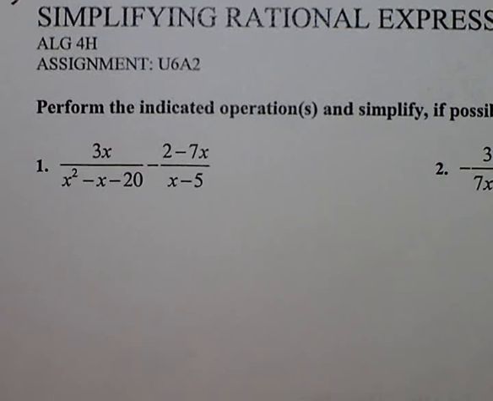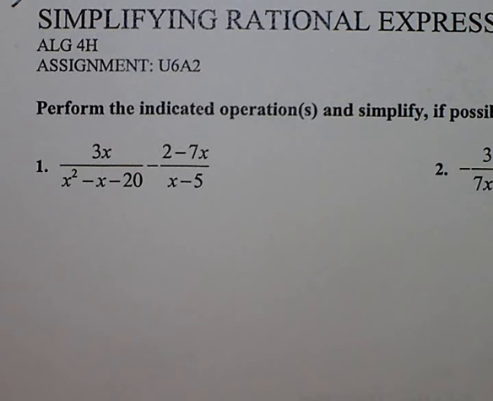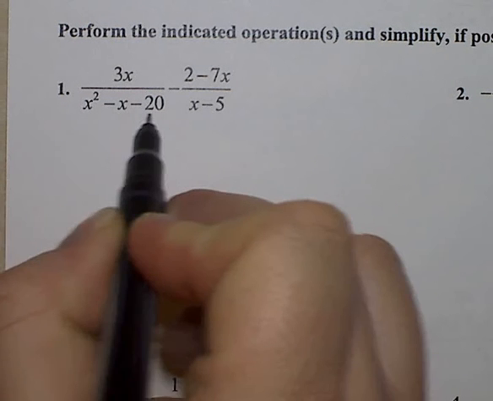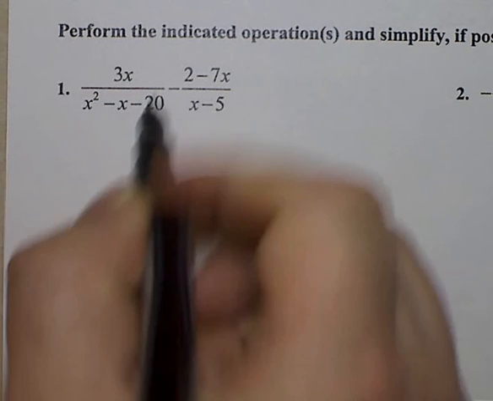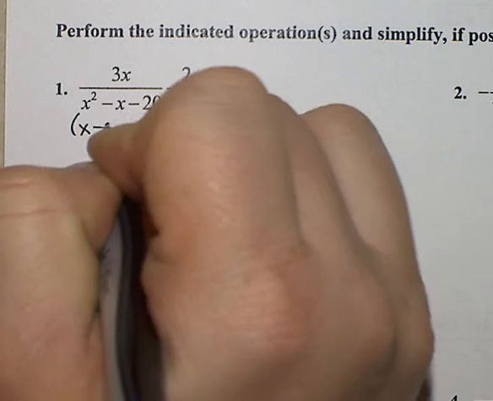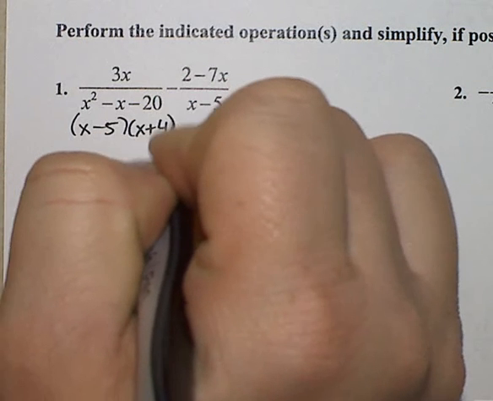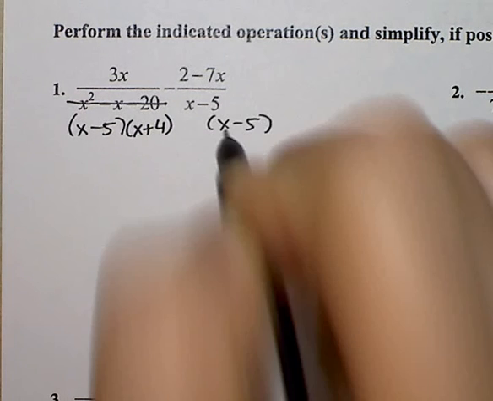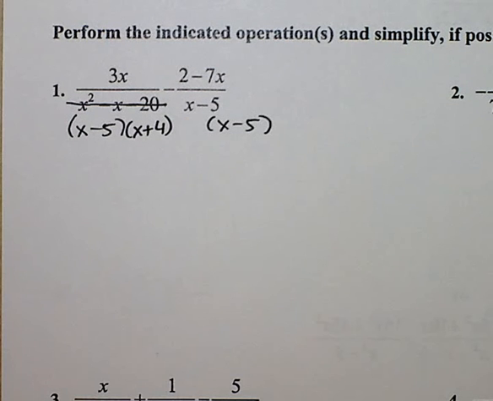These are the first 6 problems from Unit 6, Assignment 2. So I'm going to start by factoring the bottom. So x squared minus x minus 20, that factors into x minus 5 and x plus 4. I already have an x minus 5 in the denominator of the second fraction. So I'm going to try to find a good common denominator.